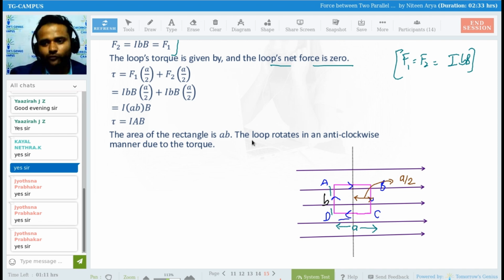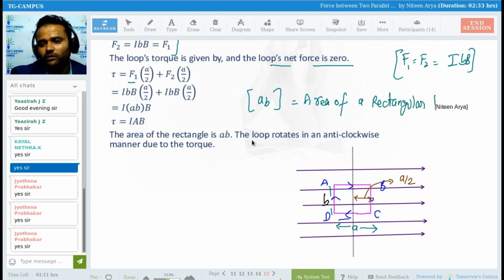Clear everyone? So net force is 0 due to this, but torque tau equals F1 a by 2 plus F2 a by 2. Net torque means total torque. IBb a by 2, IBb a by 2, a by 2 plus a by 2 becomes a. So IabB. And what is the meaning of this a times b? This is the area of the rectangular loop, which is A.